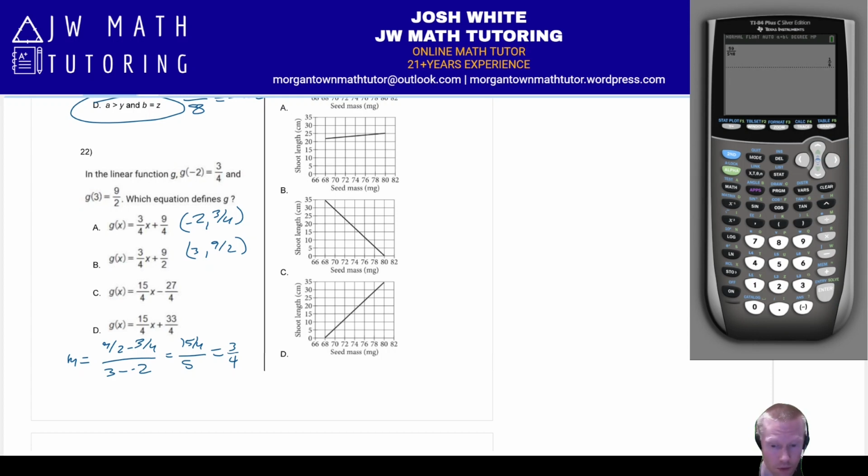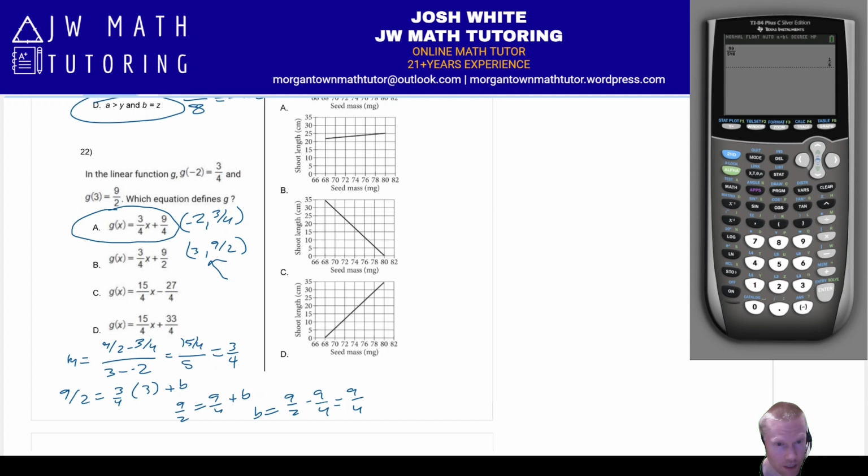Now we would take one of the points and we would plug it in. I'm going to take this point right here. So I would say my y value equals my slope, or my m, times my x plus b. So that just means 9 halves equals 9 fourths plus b. So b is just going to be equal to whatever 9 halves minus 9 fourths is. Again, do this on the calculator. The answer is just going to come out to be 9 fourths, or 2.25. So we've got a slope of 3 fourths. We've got a y-intercept of 9 fourths. Correct answer is going to be letter A.